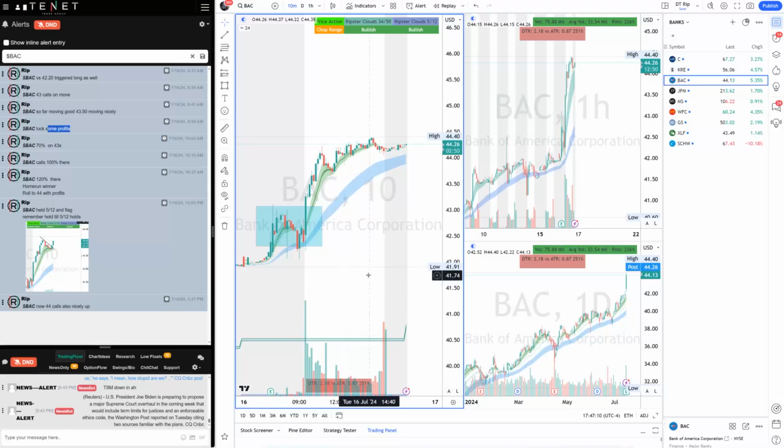Huge win, Bank of America. Remember, strong sector, hot sector, rotation, good news, bullish. We are in breakout mode in the whole sector. So you stick with the long, make money while it lasts. That's why we did really good on Bank of America.